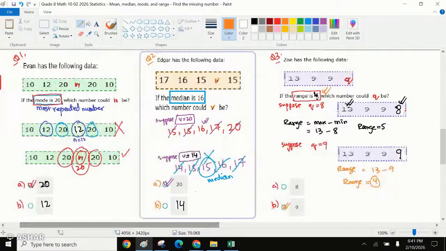So the best way of doing this question is, if it's an MCQ and you are given options, you substitute the options into the question, okay? And you try to find the answer. We do the reverse working of the question, okay?